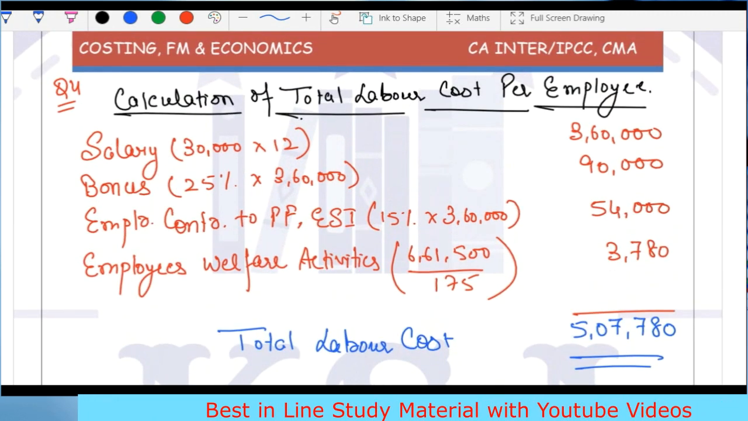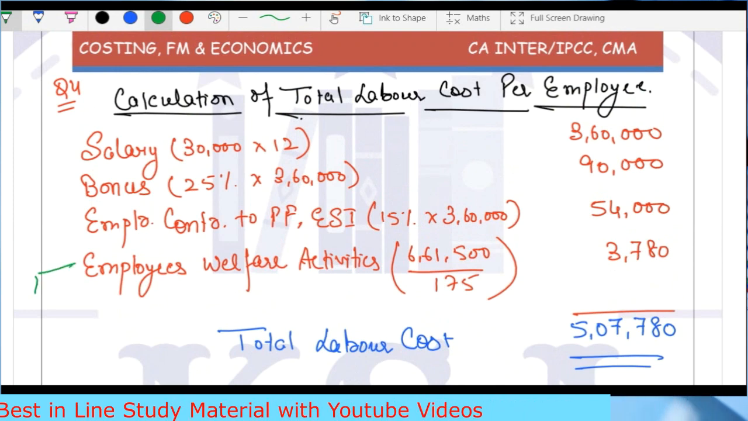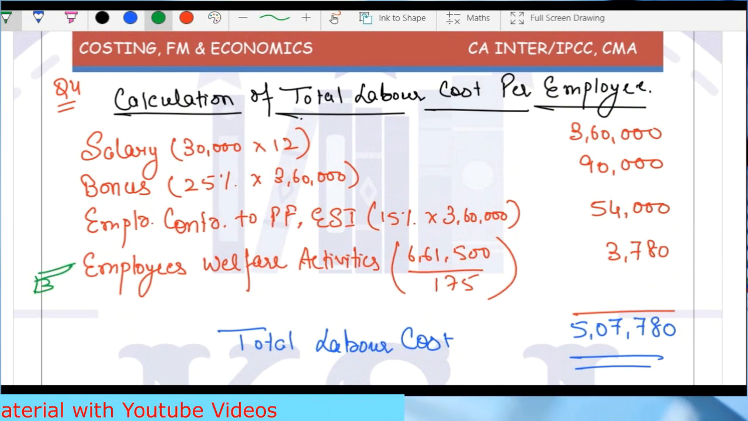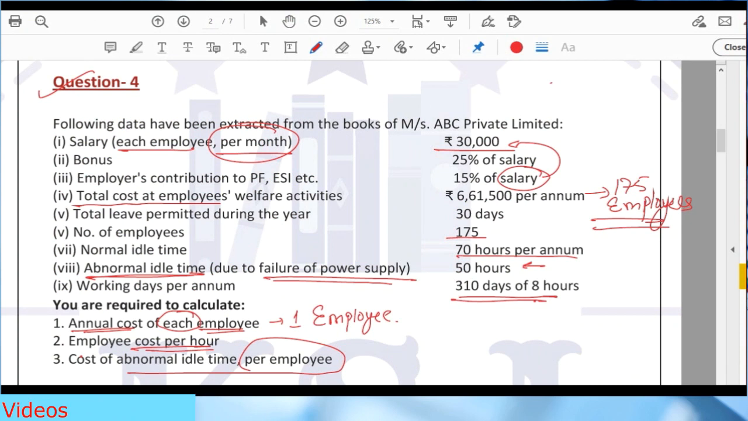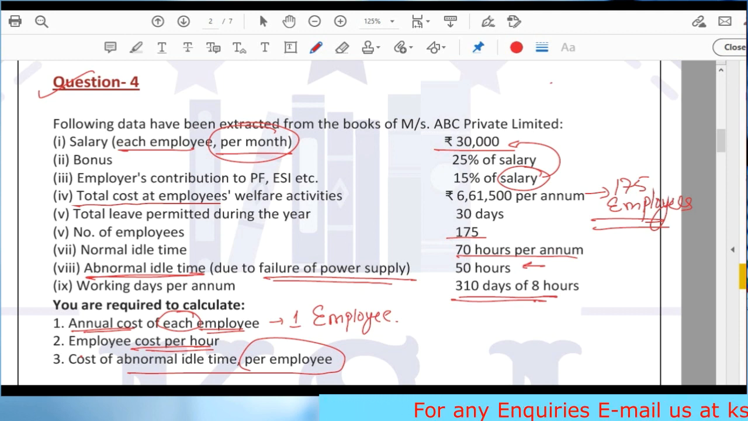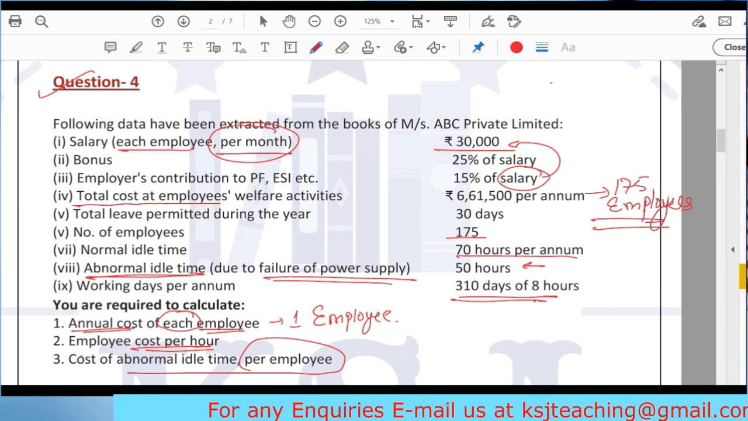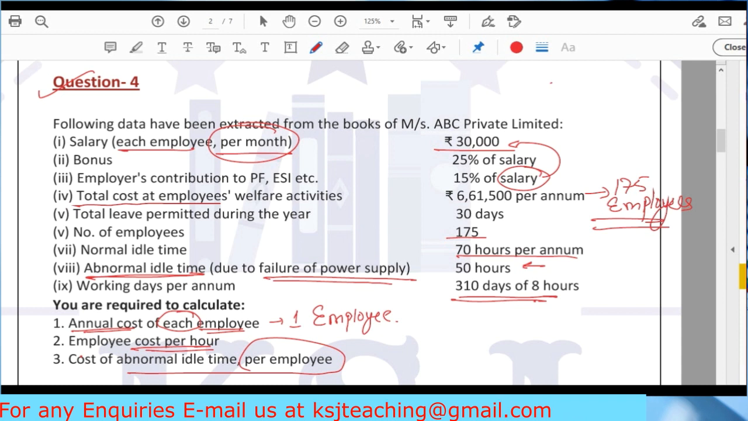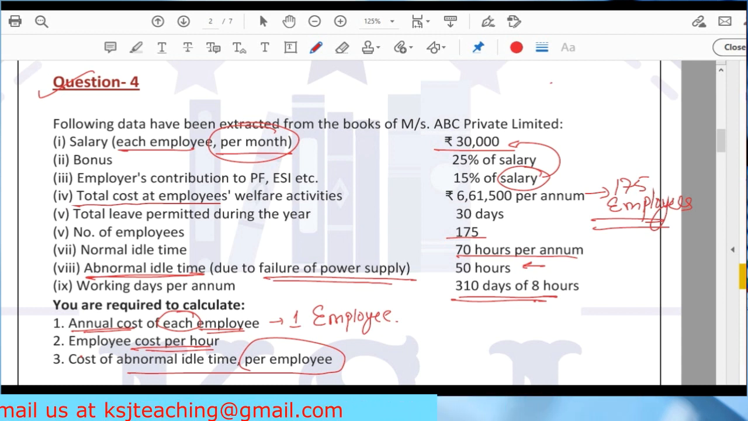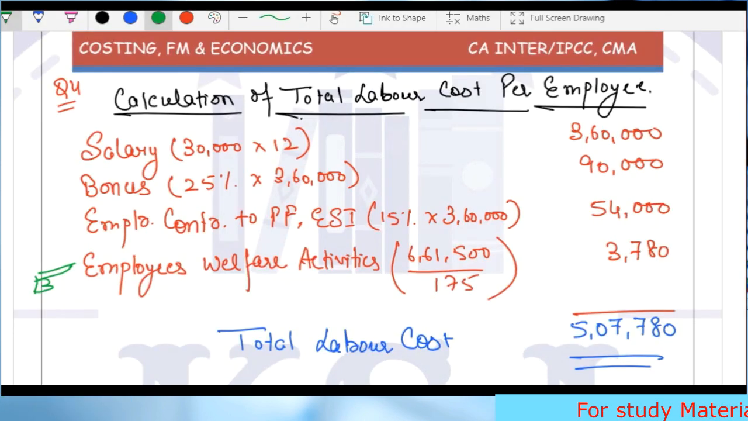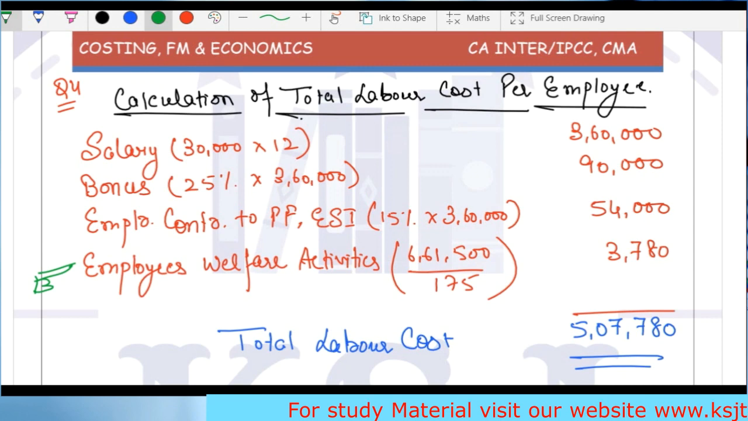Right? So in this question, the important point is this one. The employees welfare activities, because what you can do is you can take this 6,61,500 per annum given, take it. Because we have the habit of not reading the question carefully in examination. That is the problem with us. That's why I always say, read the question very carefully in the examination, right? This cost is for 175 employees and we are calculating for just one employee. So this is the total labor cost.